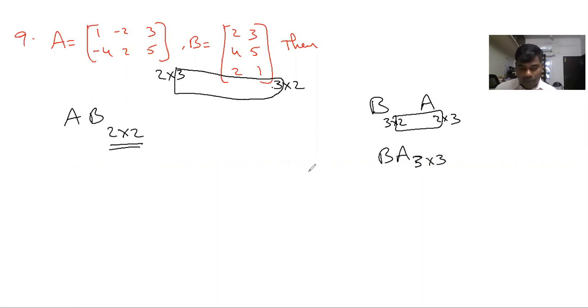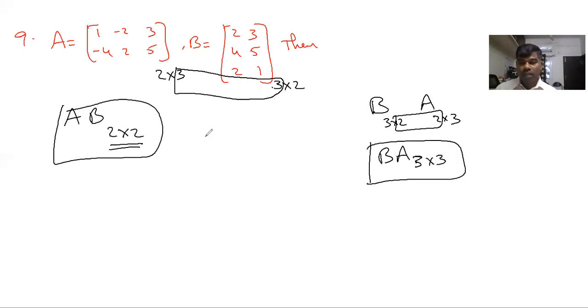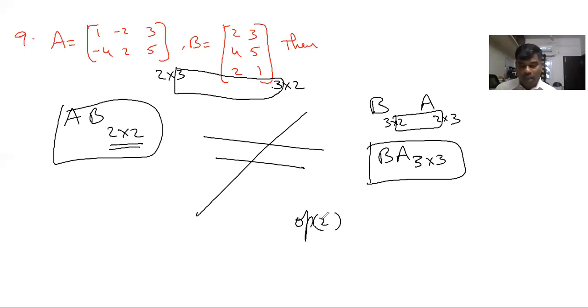So it should be option 1 or 2. Option 1 says AB, BA both exist and are equal, and the second option says that AB and BA exist and are not equal. To verify whether they are equal or not, there is no need of calculating AB and BA. First of all, their orders are different. AB order is 2 by 2, BA order is 3 by 3. So two matrices of different orders can never be equal. So option 2, AB and BA exist and are not equal, is the correct option.